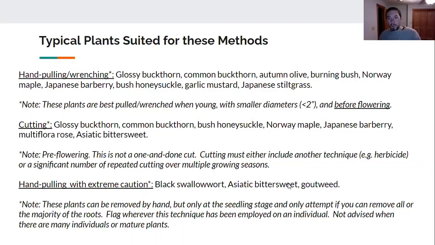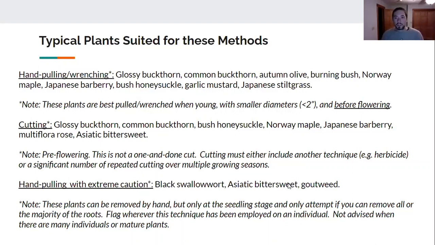So hand pulling with extreme caution is black swallowwort, Asiatic bittersweet, and goutweed. I say you can hand pull them with extreme caution because they are very good at resprouting, and any hand pulling that you do with them must remove a majority of the root network, or else you will quickly find yourself with more of these plants.